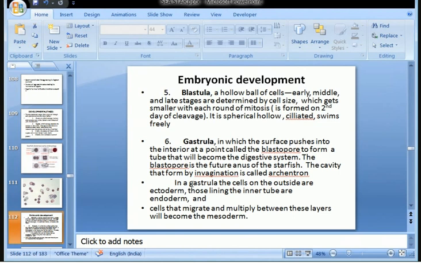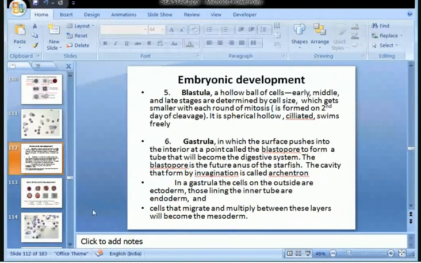The cavity that is formed by invagination is called the archenteron, or the primitive gut. In a gastrula, the cells on the outer side form the ectoderm, and those lining the inner tube make up the endoderm, right? So at this stage, it is a 2-layered early embryo. The cells migrate and multiply between these layers, and that will make up the mesoderm, the 3rd layer, right? So some cells might pinch off or develop from cell patches, and then they multiply between these 2 layers, ectoderm and endoderm, and that will make up the 3rd layer, the mesoderm.